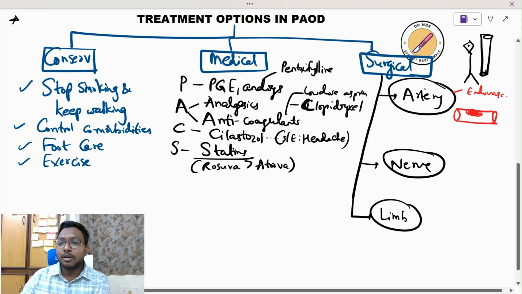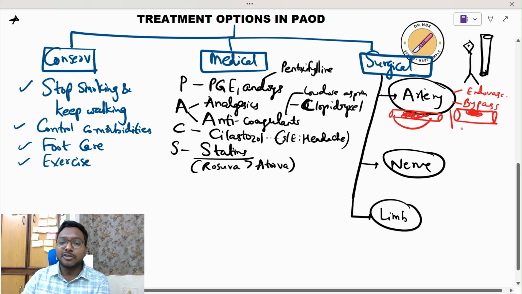Okay. Then second one is, let's say for example you have a thrombus like this, a long segment thrombus where you are not able to remove this and all. There you can go for bypass like this. So second option is bypass.